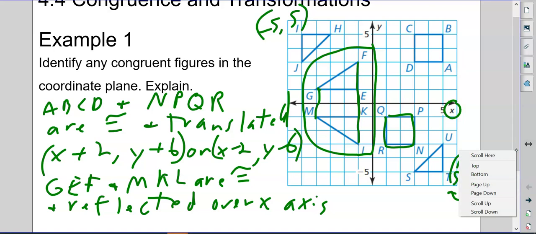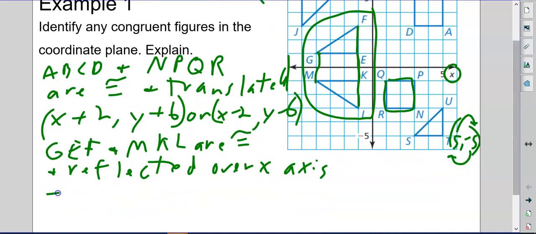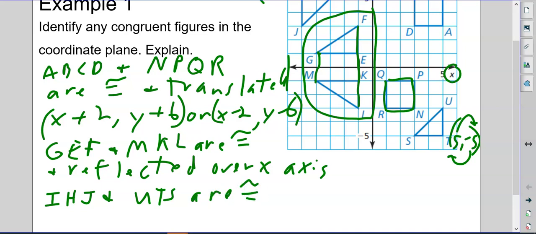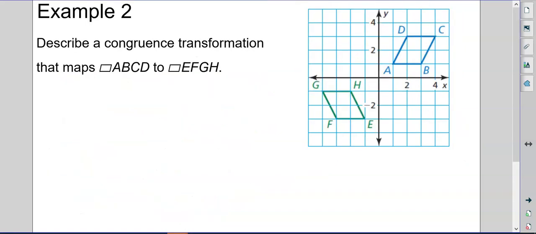So I, HJ, and UTS are congruent and rotated 180 degrees. If you need to hit pause, do.